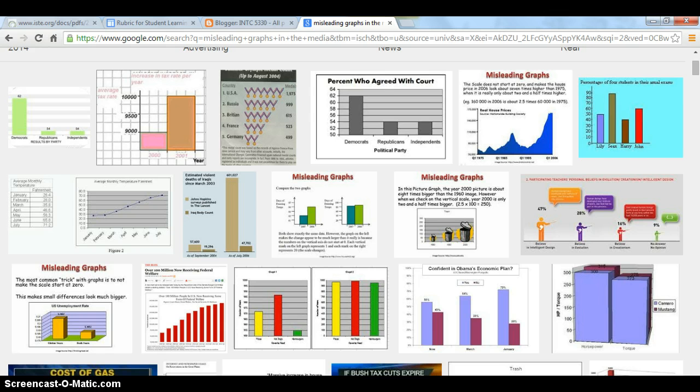I also stated that they could use the old-fashioned newspaper, which would give them another real-world application. They can look through the newspaper for different graphs, and many of the graphs in the newspaper are going to be misleading because they're trying to sell something. They're trying to get you to believe something. So that is the basis of the lesson, and they have to report back. They will present their graphs to the class and then explain why they're misleading and why the media would do so.